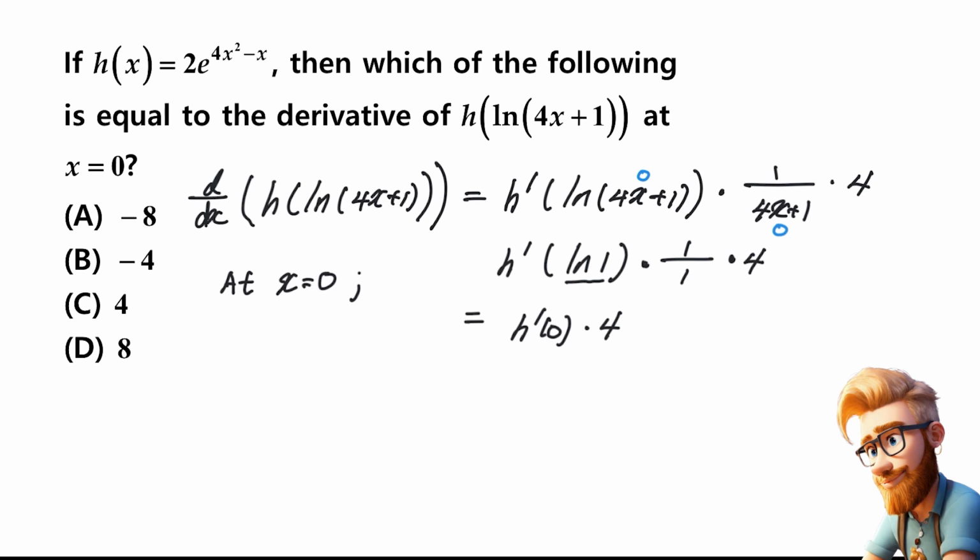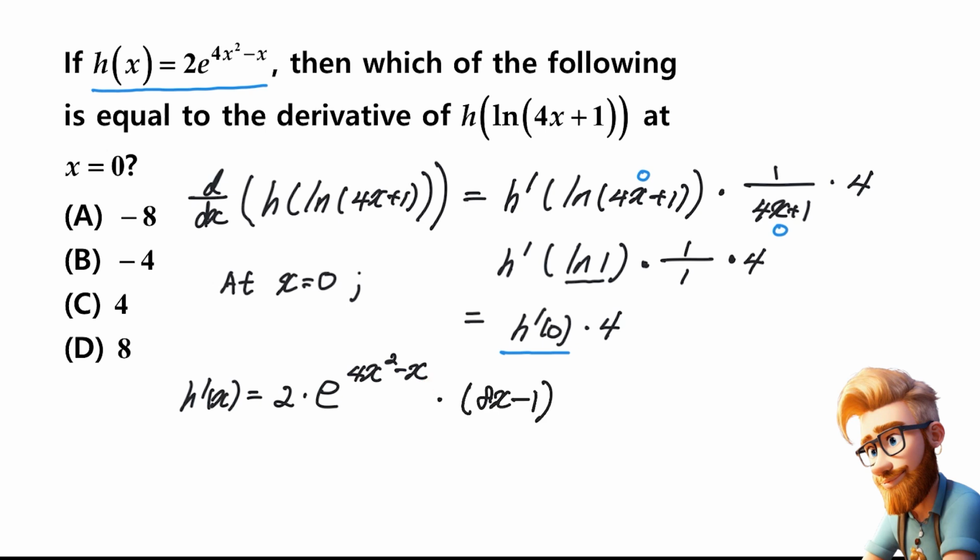Now we have to find the value of h prime 0. The function h of x is given right here. So let's find the derivative of h first. Here, h prime x is equal to, leave the constant, and that's exponential, right? Then we have to rewrite the whole function e to the 4x squared minus x times the derivative of this, right? So that's 8x minus 1.